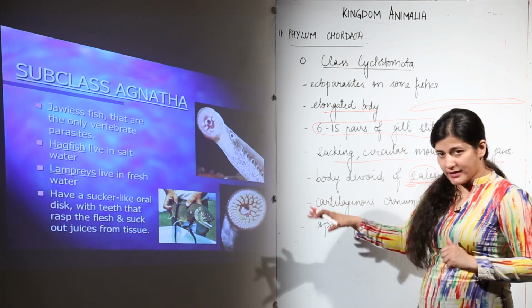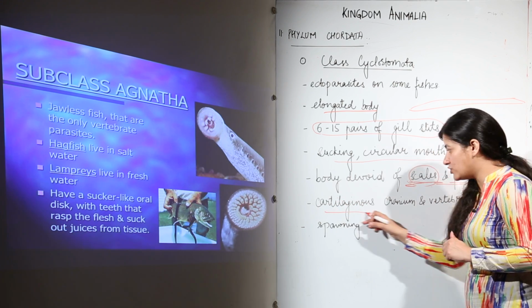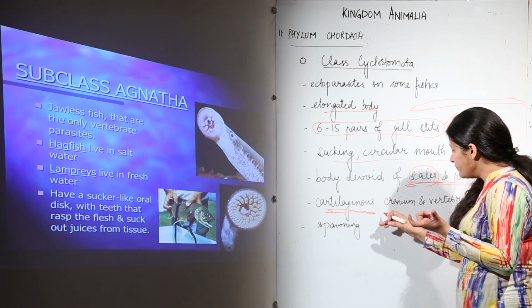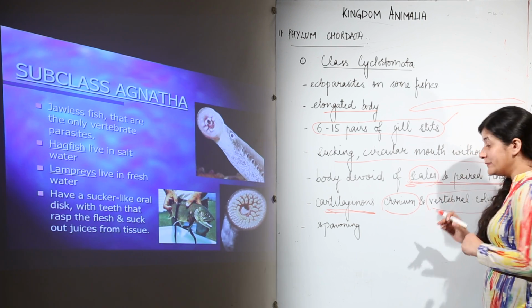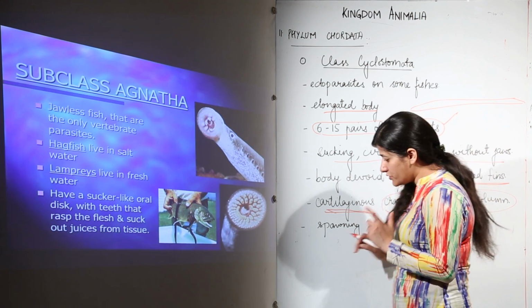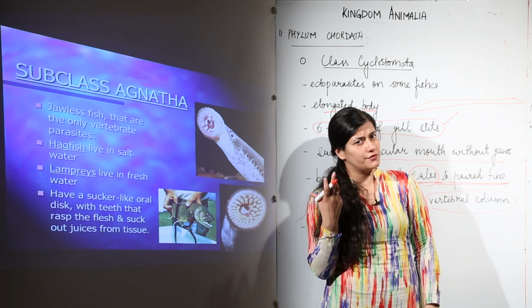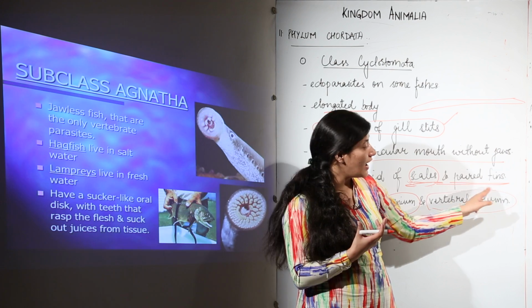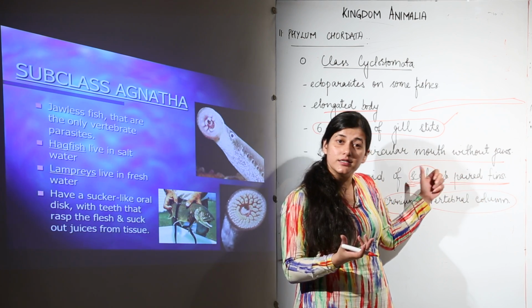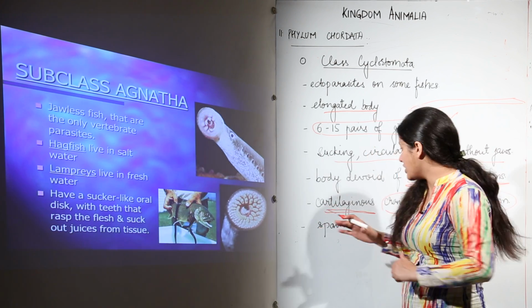Secondly, the skeleton that is being formed is cartilaginous. It is made up of cartilage. It is having a cartilaginous cranium and a cartilaginous vertebral column. Now according to that, as I told you in vertebrates, there are cartilaginous fishes. This is not properly classified as a fish because it is not having paired fins, as well as it is not having the scales which are present.